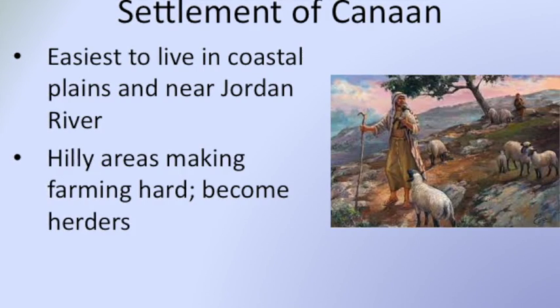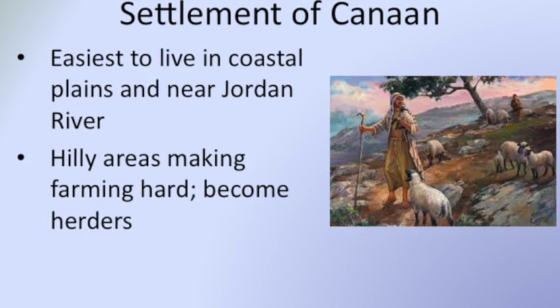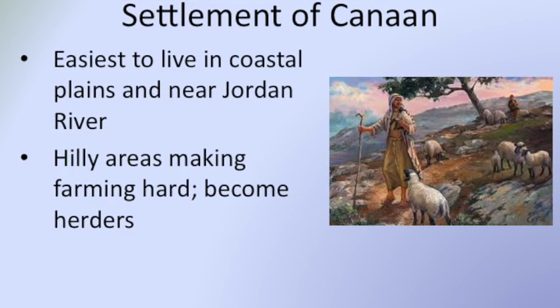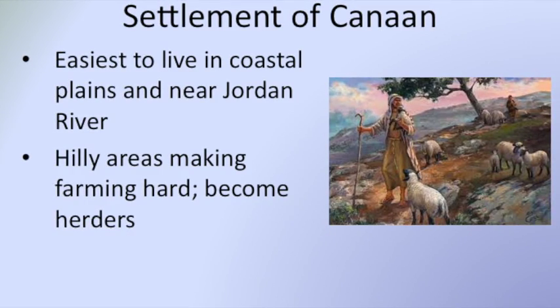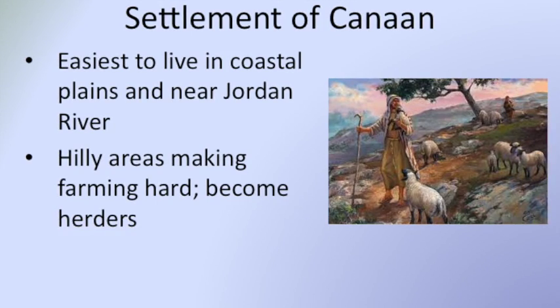The mountains and deserts were the hardest areas to settle. Mountainous land was difficult to farm, and the deserts were too dry for farming. Still, some people did settle these areas. Nomads sometimes herded cattle and camels in the Negev and Syrian deserts.